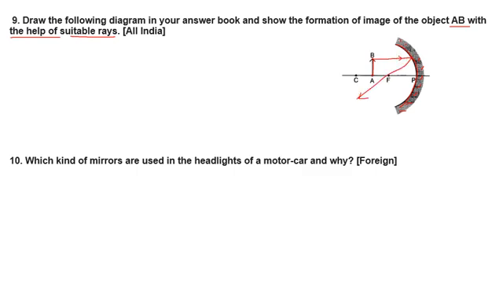Now the next rule which I am going to follow: when the ray of light passes through the focus, after reflection it becomes parallel to the principal axis. So I can see over here, when an object is placed between C and F, the image is formed beyond C, and this image is enlarged.